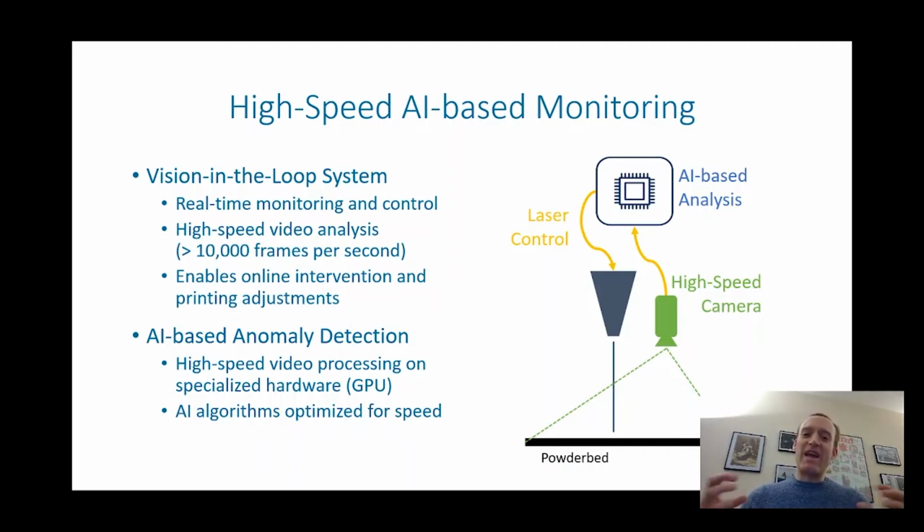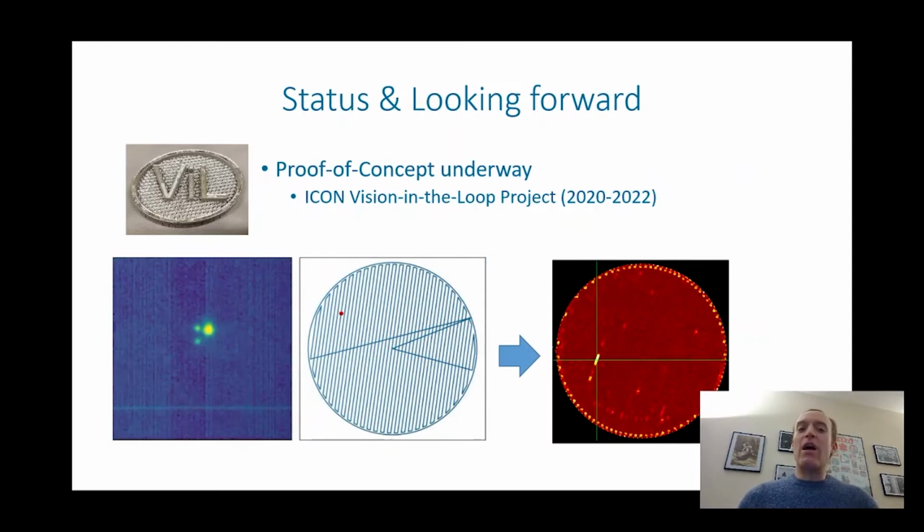So from an AI perspective, the challenge in getting a system like this going is really in the speed of the algorithms. We have to make some tough decisions about what algorithms we can use and how much of the video we can process. Not only that, but we also have to look at specialized hardware like GPUs and FPGAs in order to get the performance that we're looking for. Now, currently, this is research that's underway as part of the ICON Vision in the Loop project.